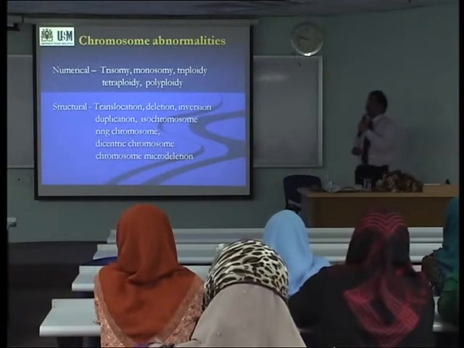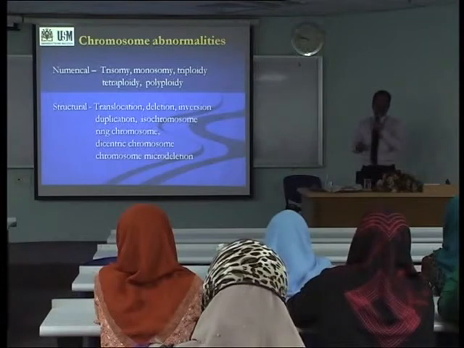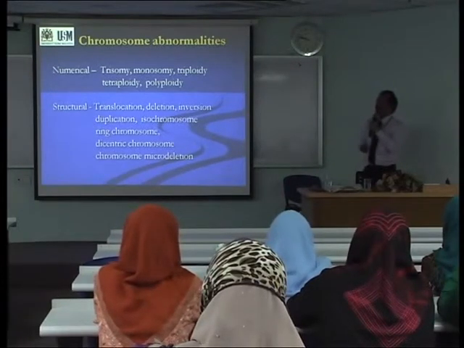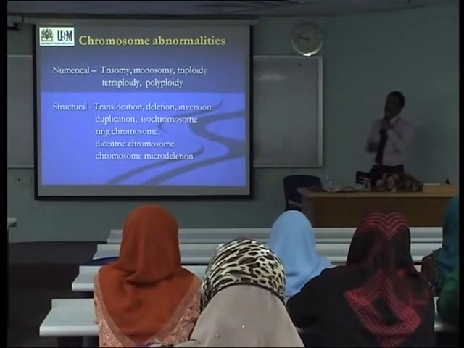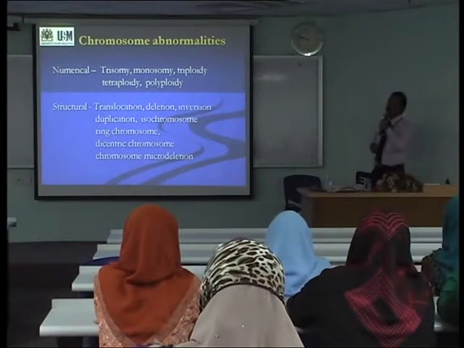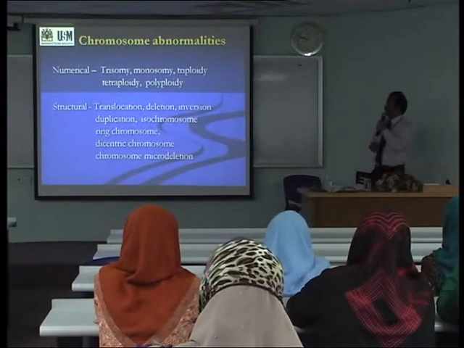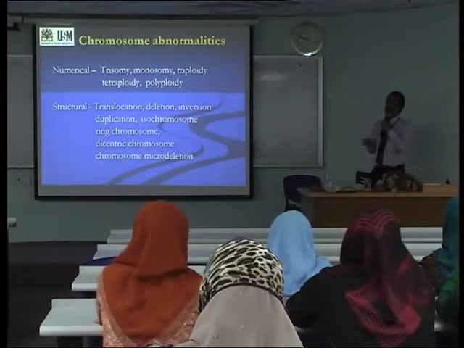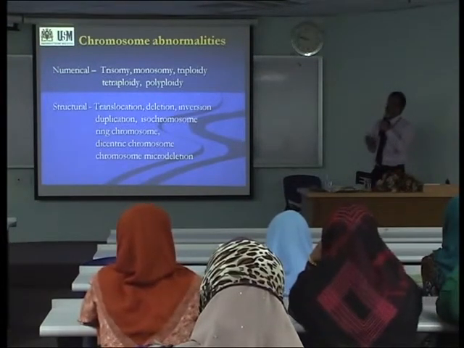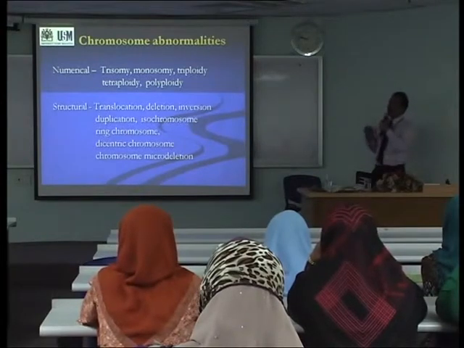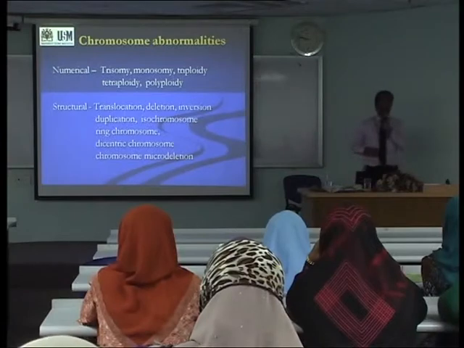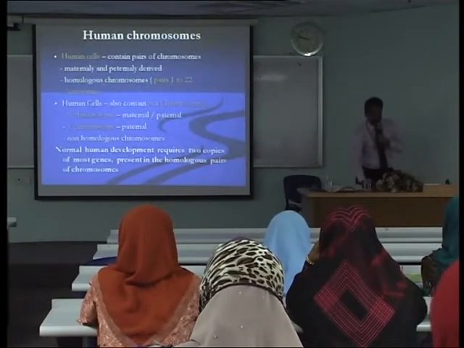And then structural abnormality, that means there will be abnormality in the structure of the chromosome, like translocation, exchange of segments between 2 chromosomes, deletion, where a portion of a chromosome will be deleted, then inversion, where a particular segment of a chromosome will be inverted, then duplication, exactly like the term denotes. Isochromosome. All these are the abnormalities that we look for in a karyotype.